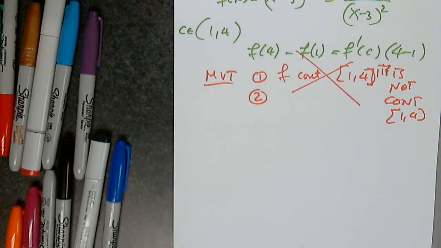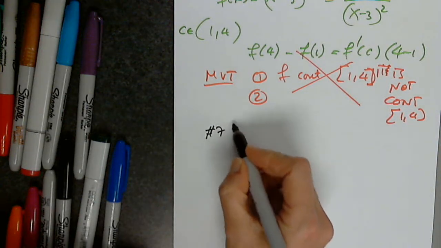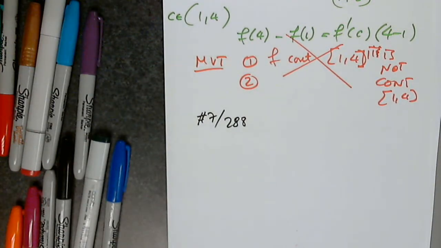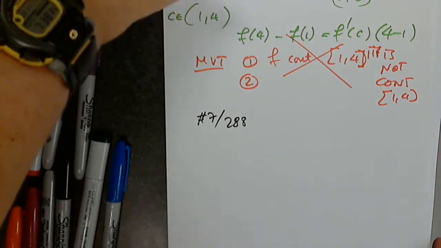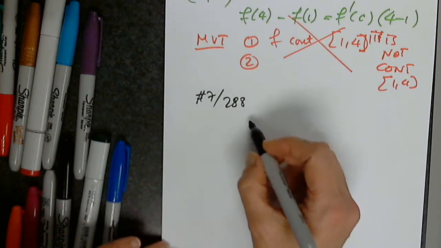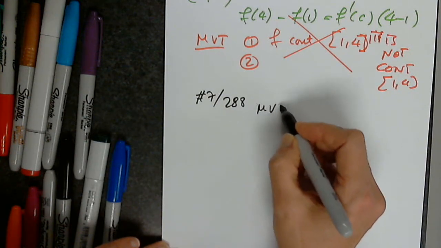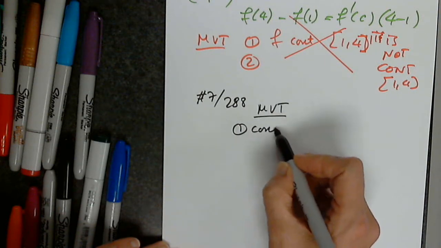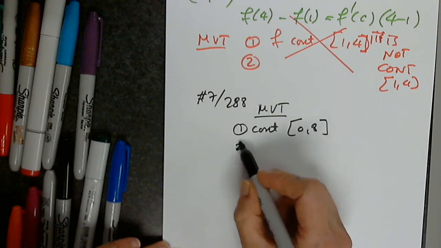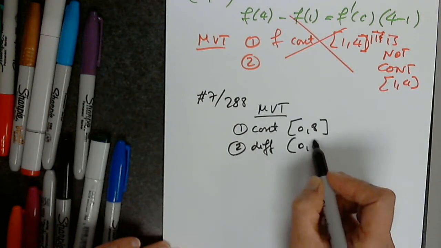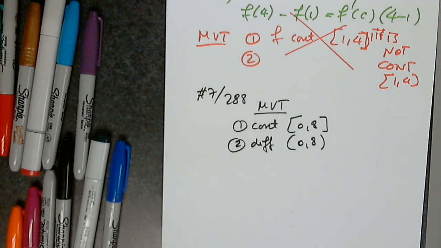Can you do number 7, page 288? Yes, number 7 on 288. Let's take a look. Use the graph of f to estimate the values of c that satisfy the conclusion of the mean value theorem for the interval 0, 8. Very good. First of all, remember the mean value theorem requires that number 1, the function is continuous on the interval 0, 8, and number 2, differentiable on the interval 0, 8. Is this true for the given function in the graph? Perfect. Okay, so now we are asked to estimate these c values.